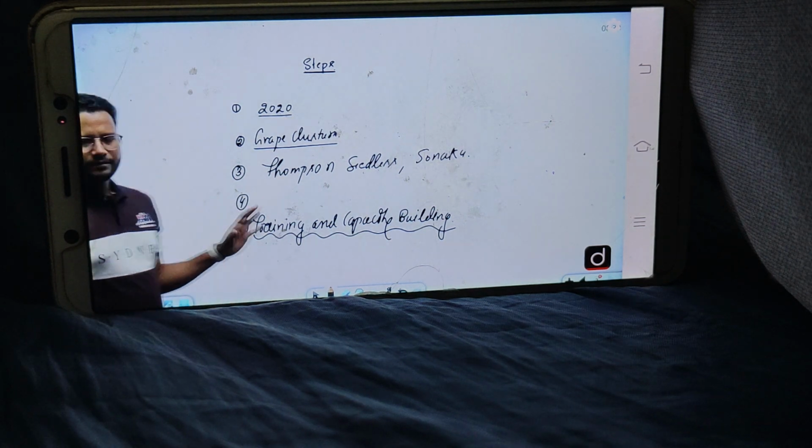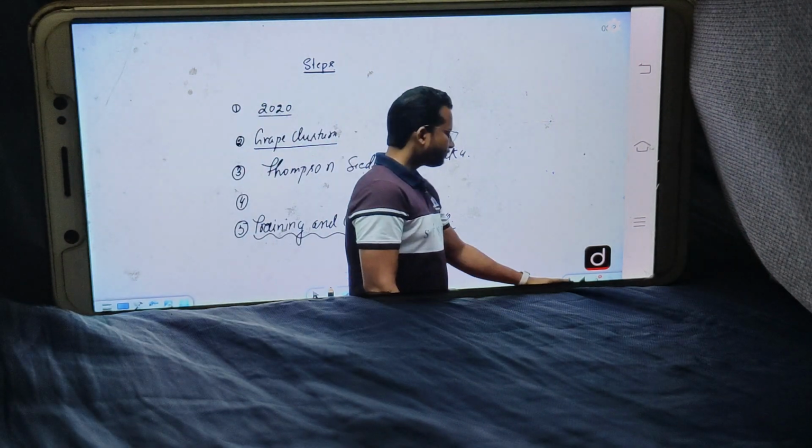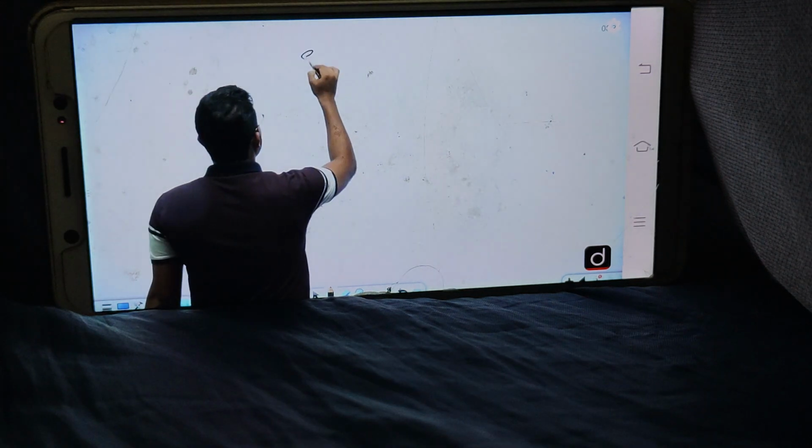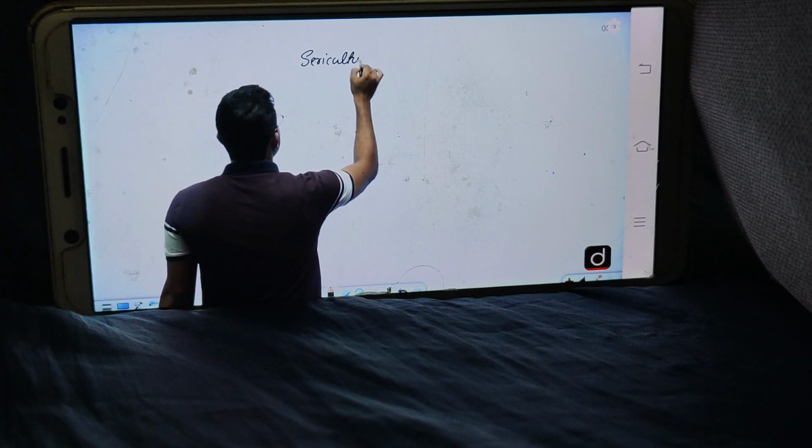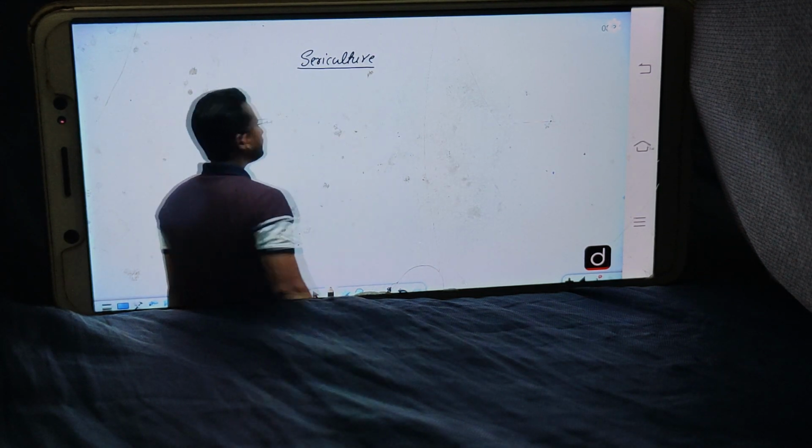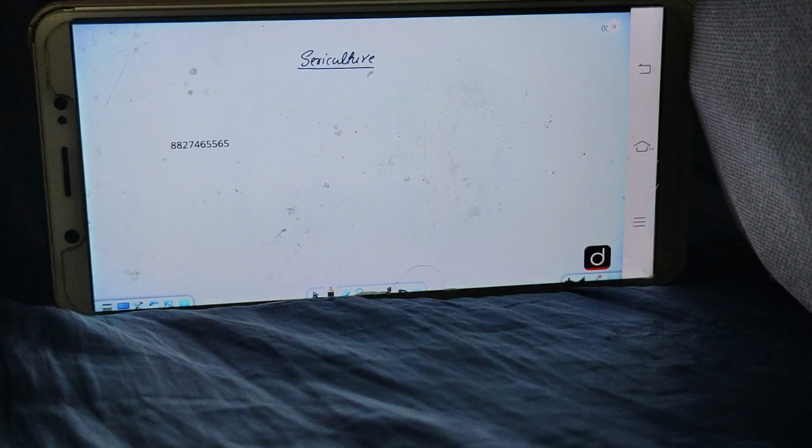So we have discussed each and everything related to viticulture, and now after completing this, we are going to talk about the other activity, and that is sericulture. Okay, the next activity, sericulture.